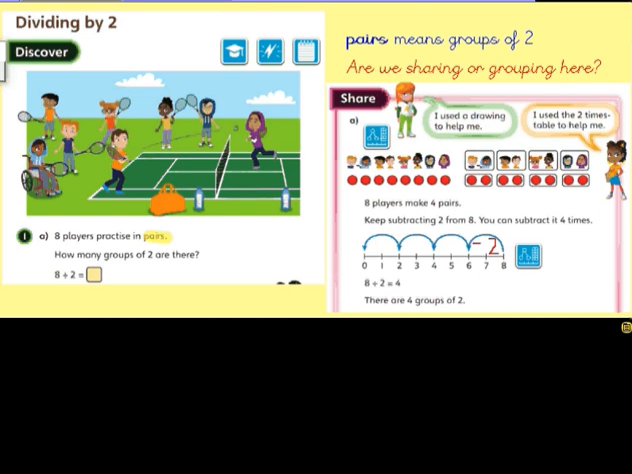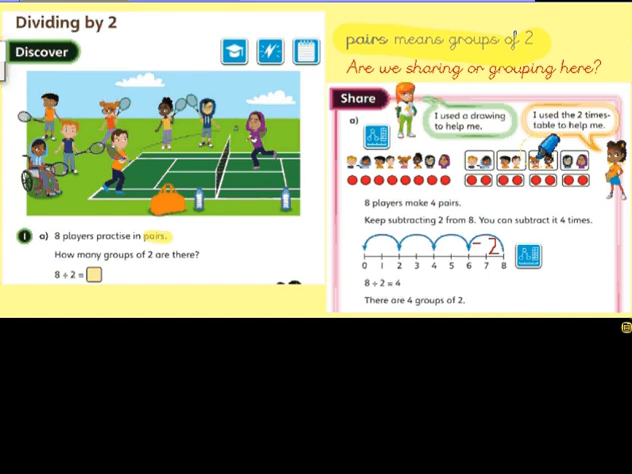So if we're looking at this image, the question asks us 8 players practice in pairs. How many groups of 2 are there? For this question, we need to be sure that we know that pairs means groups of 2. Have a think about, are we sharing or grouping here? Do we know the number of groups we're making, or do we know the number in each group? So here we are grouping. We want to know how many groups there are in total.